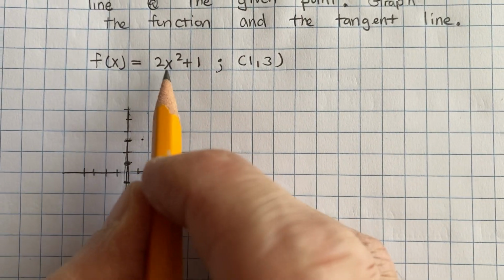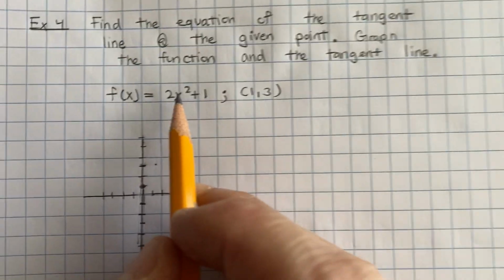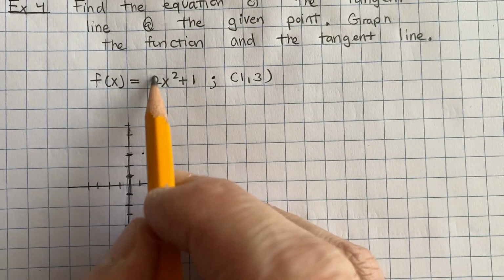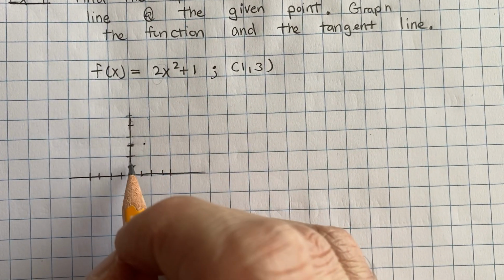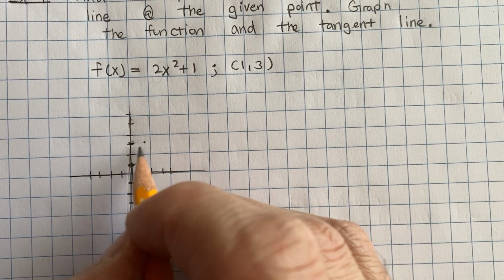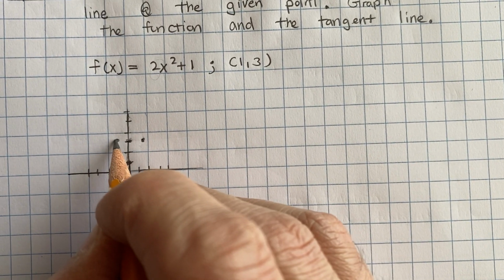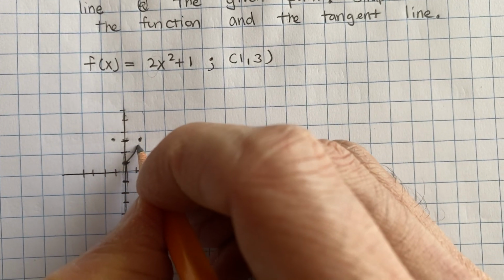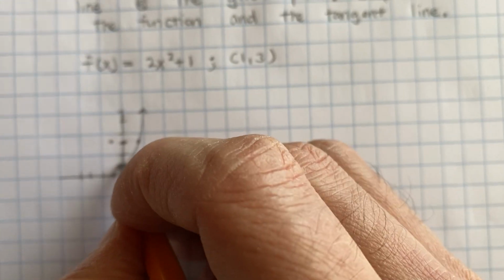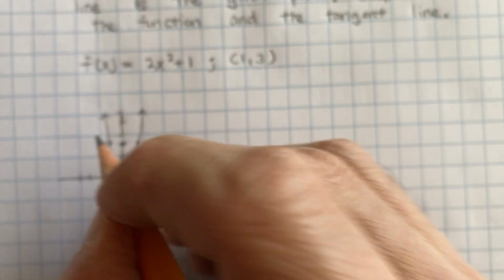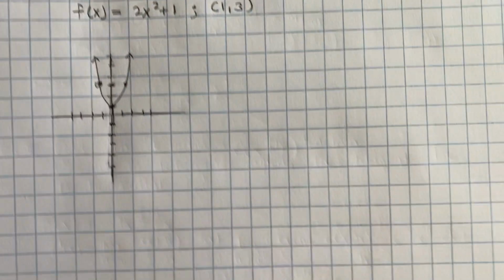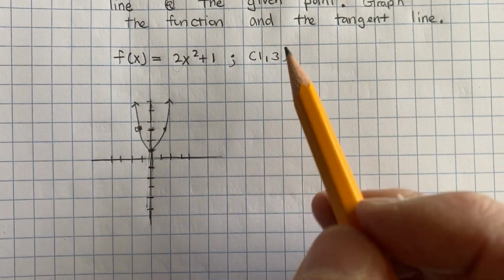You could always plot some points, but I told a little trick to my students that if this a value is a nice integer, you can quickly do a rise over run just for the first set of coordinates. So go up 2 over 1, up 2 over 1 to the left. Only if that a value is a nice integer could you do that, okay? And only for the first set of points. Okay, so there's my parabola.